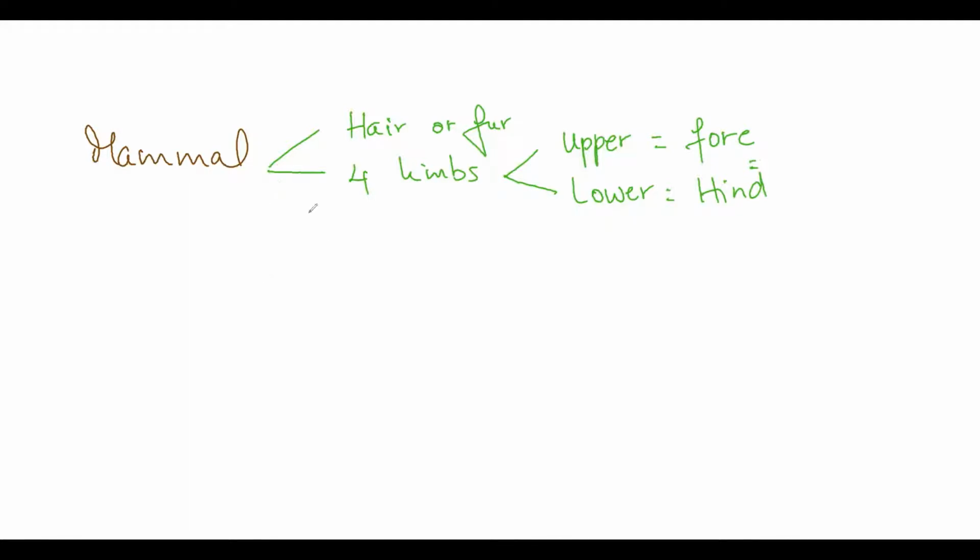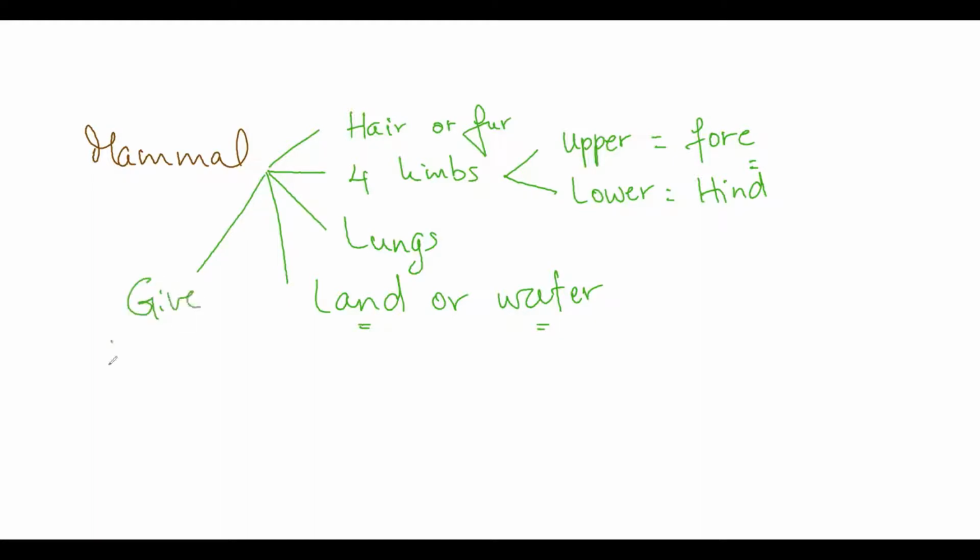They have, of course, lungs for breathing, and most of them, or nearly all of them, are living on land or in water. Even if they are living on land, they can swim in water. But there are some mammals that originally live in water, like the whales, for example, or the dolphins. These are mammals that live in water, and we have also the bat that flies in the air. Now, what about reproduction? All of them give birth, and they suckle their young.